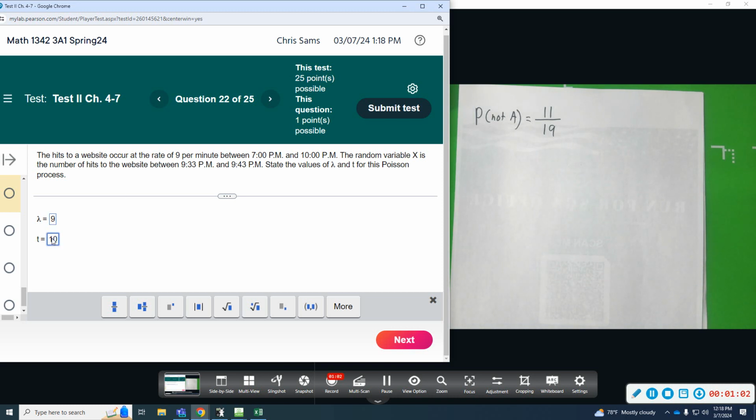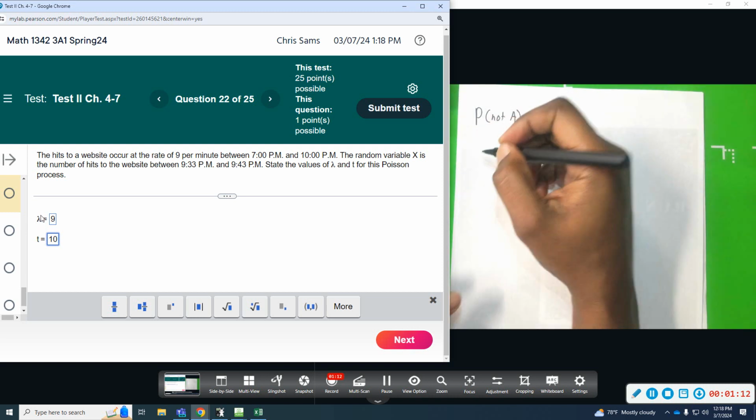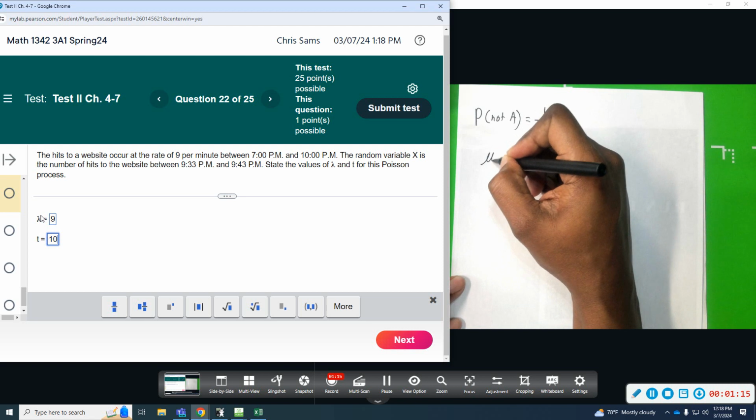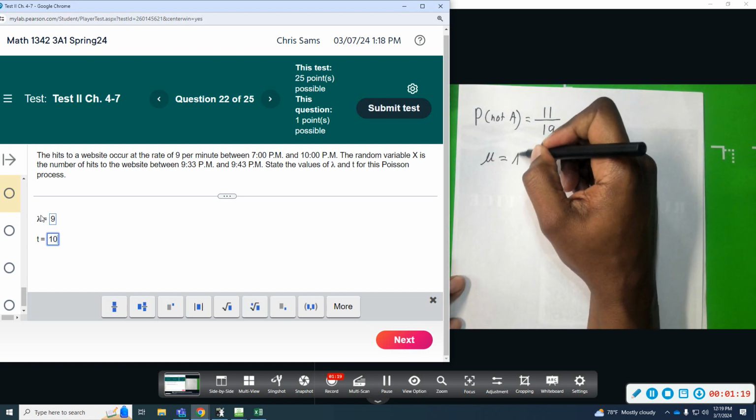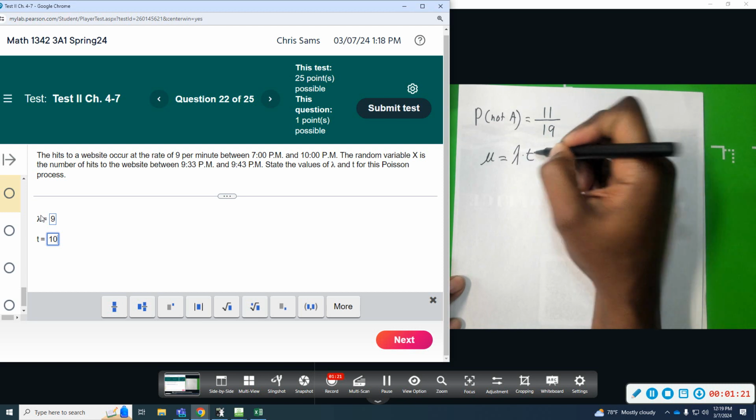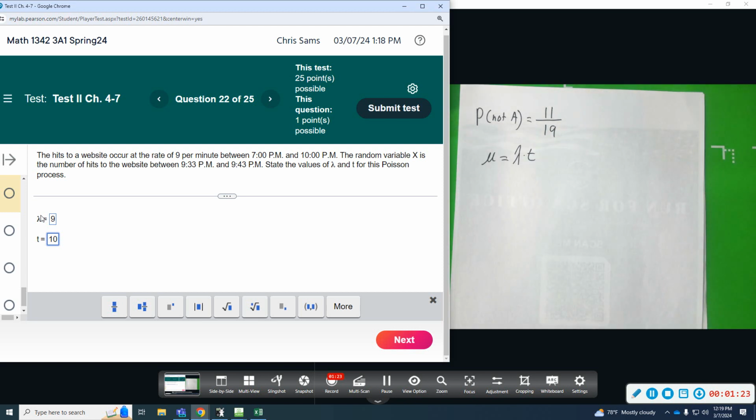Now what I did before is I just multiplied this times this to get lambda, which in another textbook is referred to as the mean. This textbook is saying continue to use mu as the mean and just let mu be lambda times t. Okay, but it still works out, just a change of variable there. So we're going to put 9 here and 10 here.